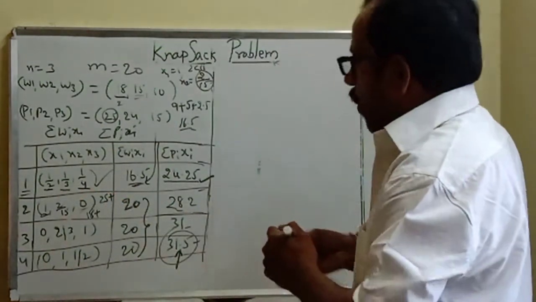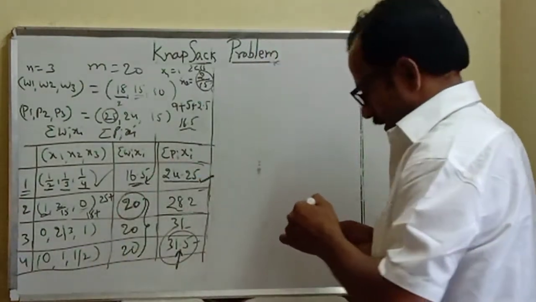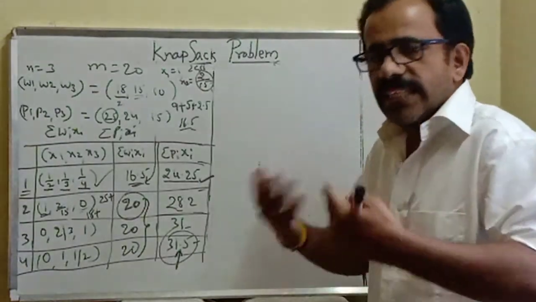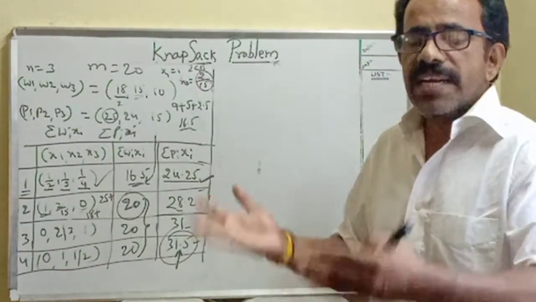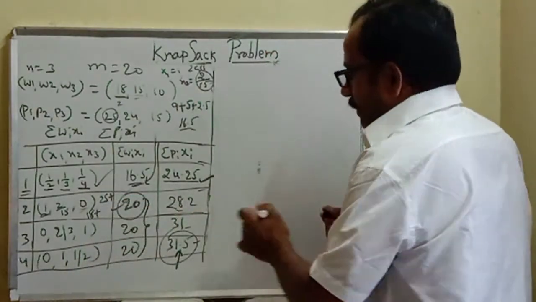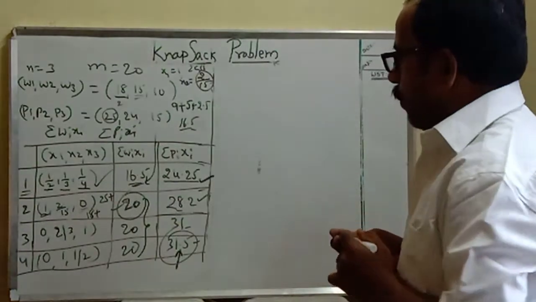So this is one possible solution. Yes, this is feasible because the bag is completely filled. This is one feasible solution. What is a feasible solution? The ultimate aim is filling the bag in the first case and getting the maximum profit. So that's why this is one feasible solution. And if you follow this solution, then we get 28.2 units as the profit.